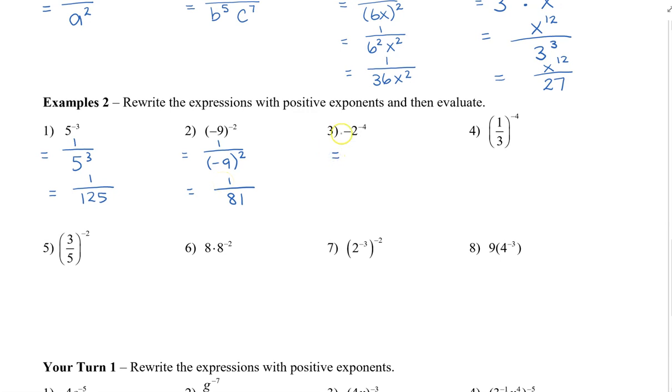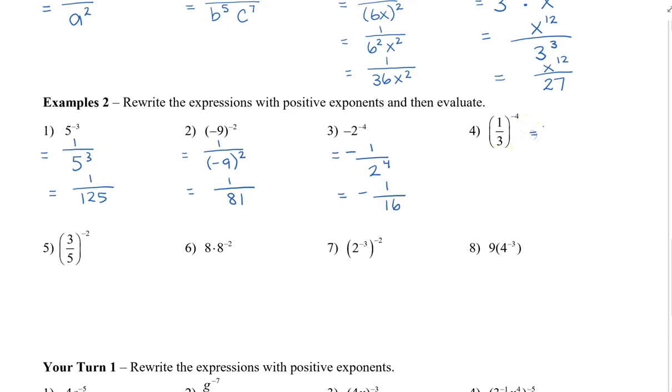All right, in the next one here, we have a negative, but notice that this time there's no brackets that includes the negative sign. So the negative will stay up here. We're going to write this as negative 1 divided by the 2, which is the base of the negative exponent, moves to the denominator, and then the exponent becomes positive. So now we have negative 1 divided by 2 to the power of 4, which is 16. All right, in this next one here, I'm going to show you something.